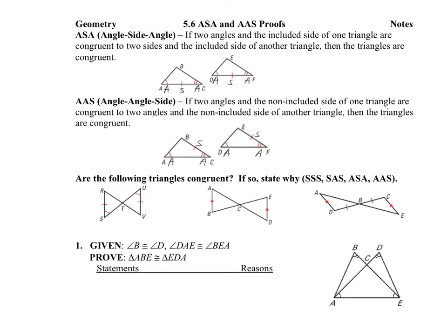For the first three examples today, you can use any of these four: side, side, side; side, angle, side; angle, side, angle; or angle, angle, side, to prove them congruent.